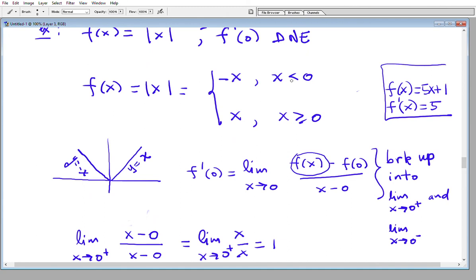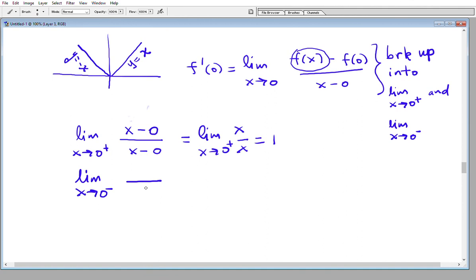Now, if we're coming from the left, to the left of 0, we use the top line. We use minus x in our expression. Remember, we're allowed to reduce when we take these limits. Reduce it and we get minus 1. These are not equal.